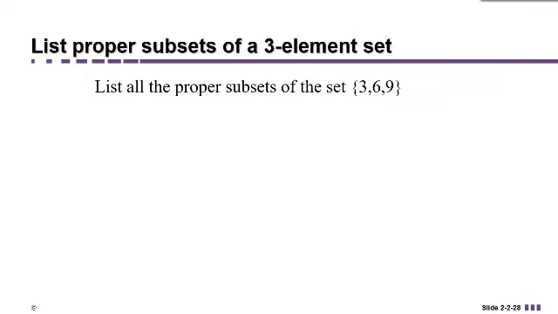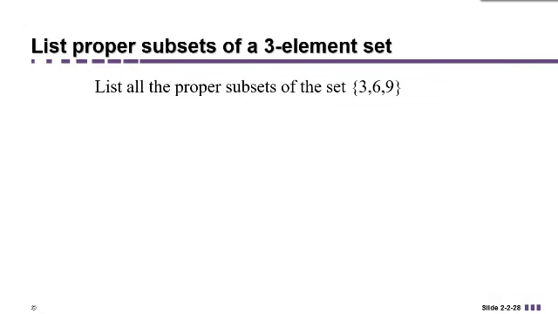List all the proper subsets of the set {3, 6, 9}. So what I'd like you to do is, at home, really quick, jot down what you think are the proper subsets of the set {3, 6, 9}. You can use a tree diagram, but you don't have to. You can just try and list them in some organized way. And then I'm going to show you how you can do it using a tree diagram.